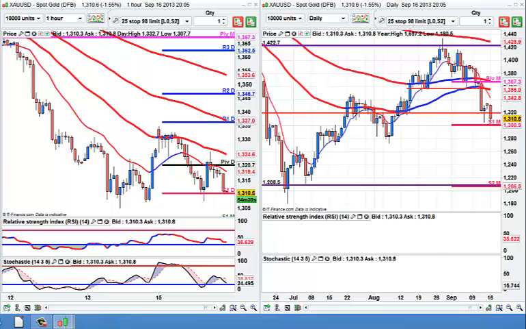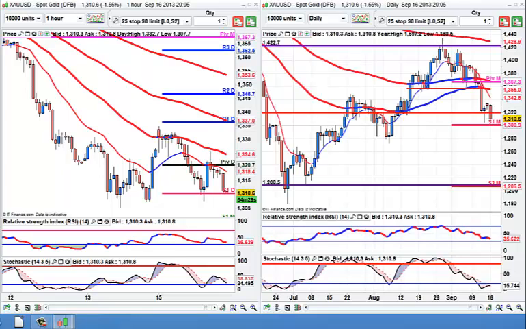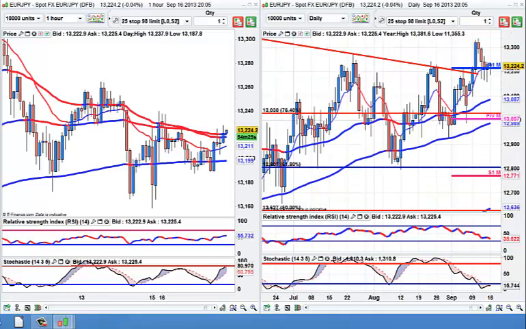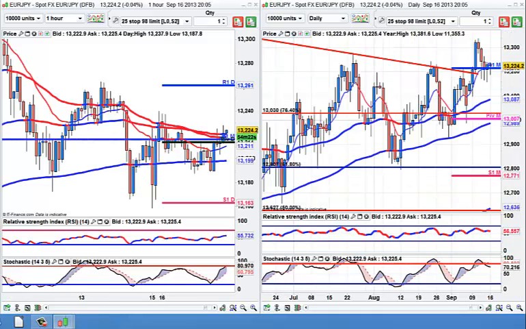Or gold. I don't know why I switched to gold. Let me just switch back. We'll come back to gold in a minute. Let's just finish with Forex. Concentrate. I do like this.